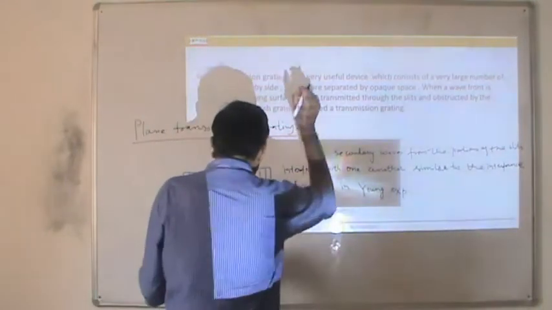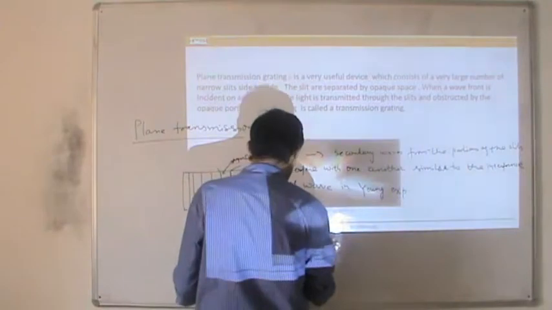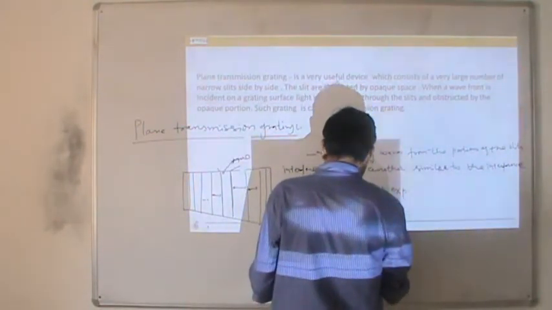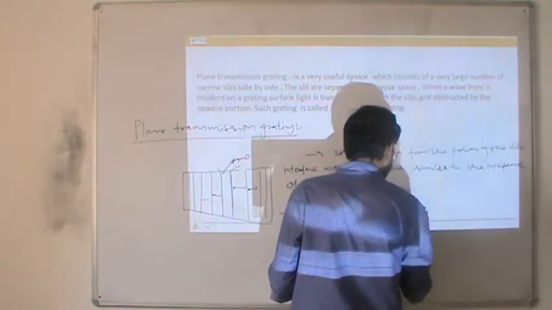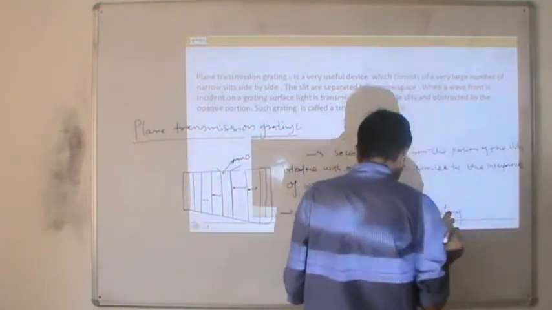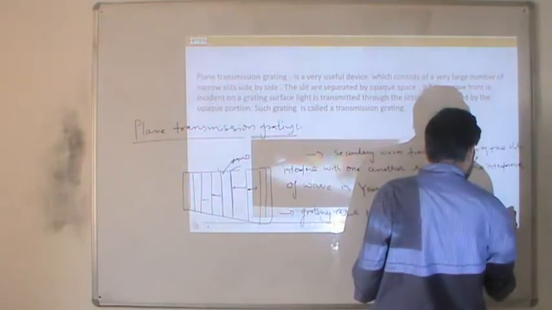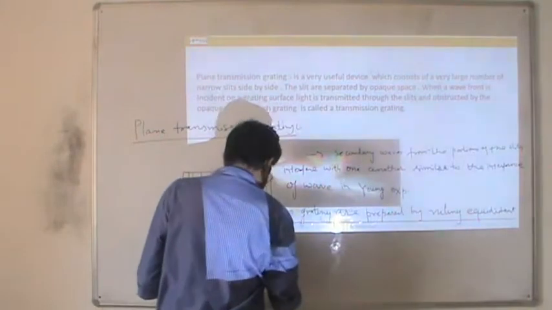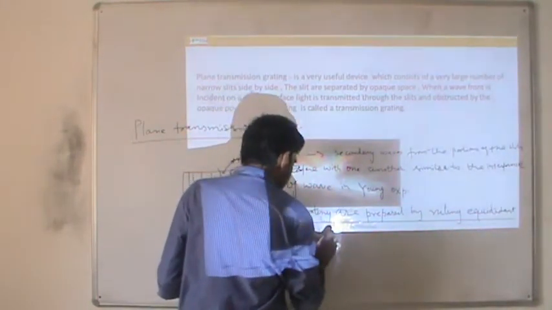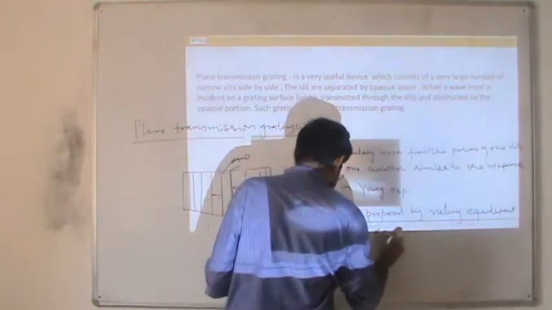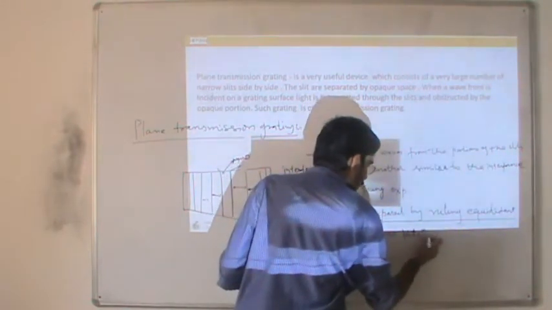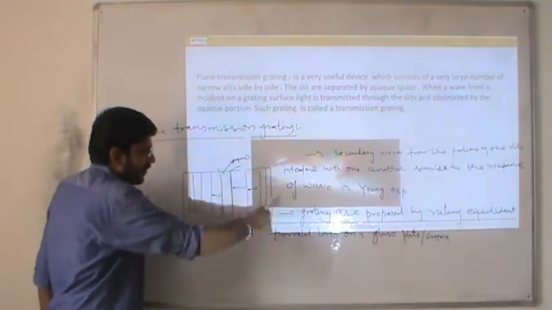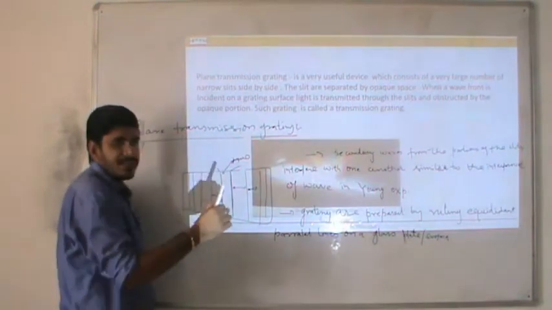Second point: how can we make the gratings? Gratings are prepared by ruling equidistant parallel lines on a glass surface or glass plate, where every line has the same thickness.